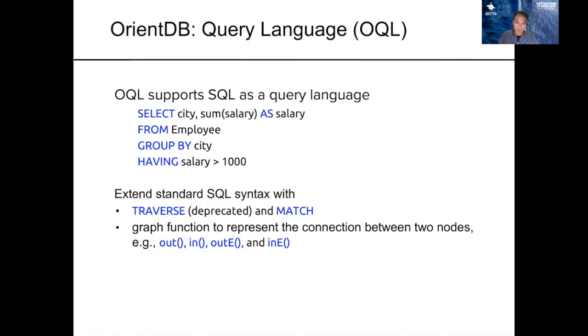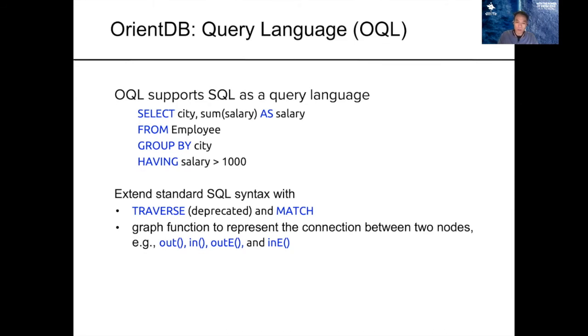And the OrientDB query language borrows the syntax of SQL. So we have SELECT, we have FROM, we have GROUP BY clause, we even have HAVING clause, right? As we said, OrientDB also supports graph. So we need TRAVERSE and MATCH to extend the SQL syntax for supporting graph traversal and graph pattern matching, right? But the TRAVERSE keyword is deprecated.